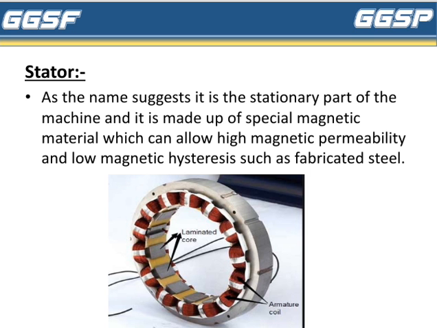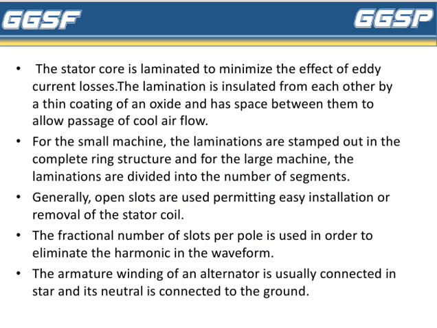Now this is the image for stator. The stator core is laminated to minimize the effect of eddy current losses. The laminations are insulated from each other by a thin coating of an oxide and have space between them to allow passage of cool air flow. For small machines, the laminations are stamped out in a complete ring structure, and for large machines, the laminations are divided into a number of segments.